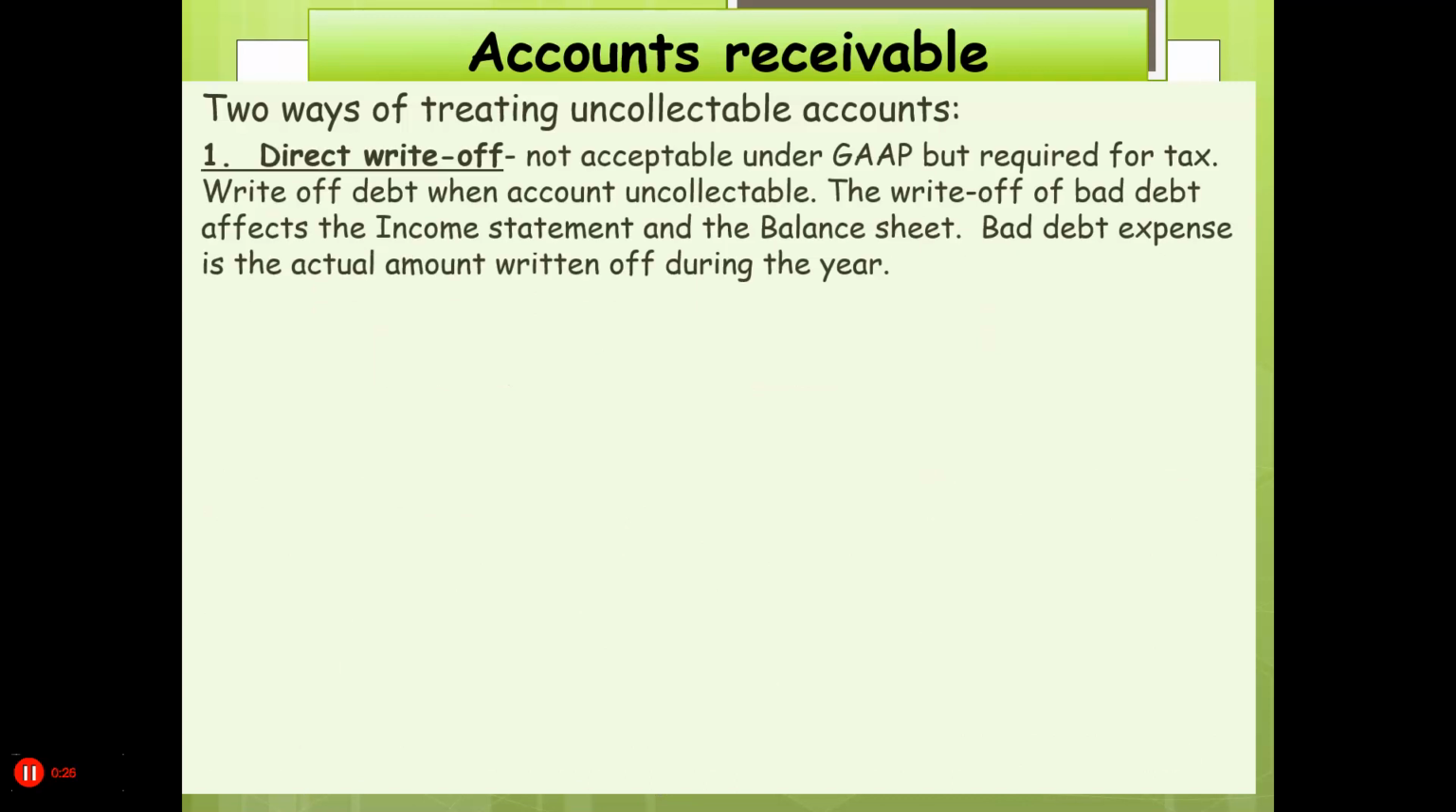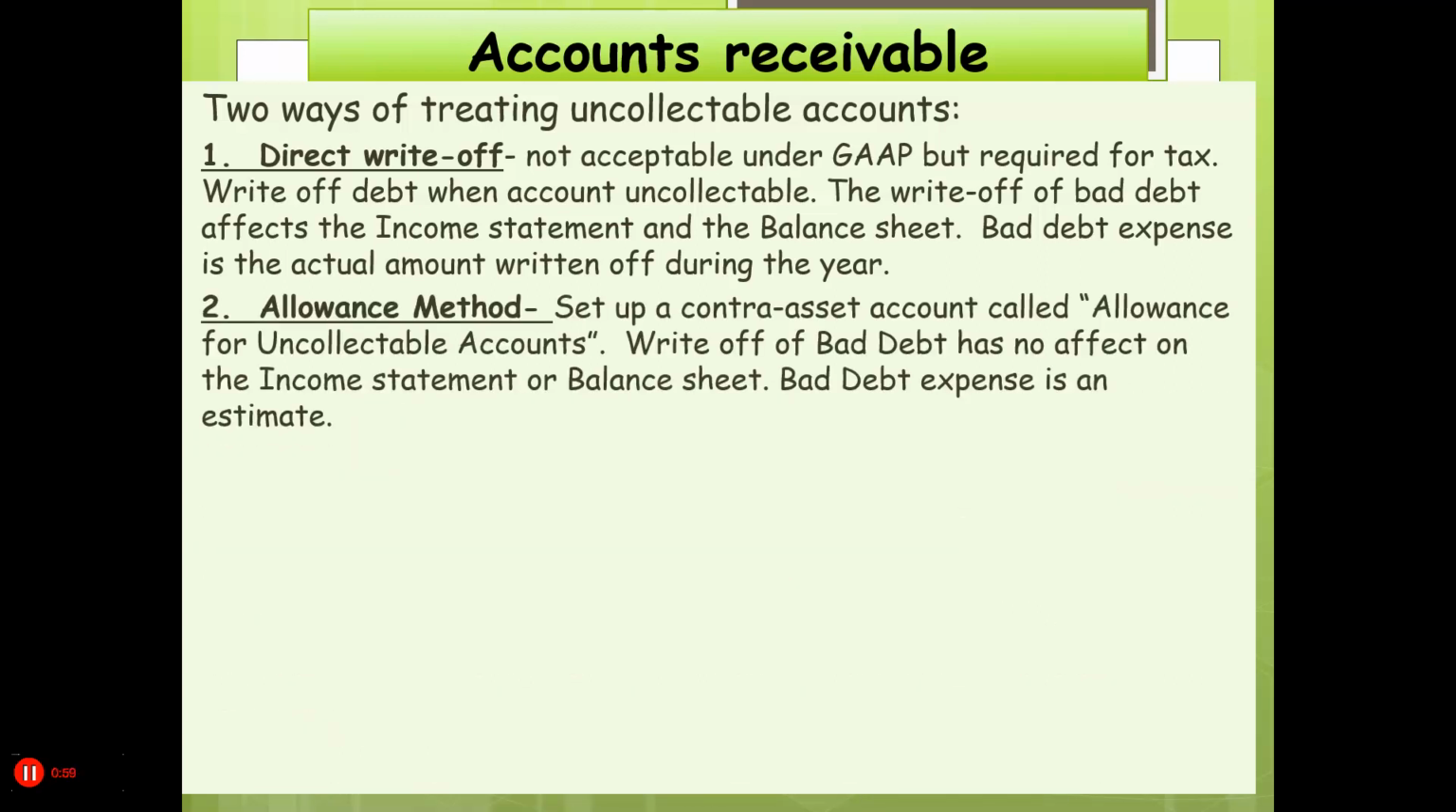So, we have the direct write-off method, which is not acceptable under GAAP, but it's required by law. For your tax return, you have to put actual, but on your financials, you have to use an allowance account. When you use the direct write-off method, you write off bad debt as it occurs, and it affects both the income statement and the balance sheet. The bad debt expense is the actual amount written off during the year.